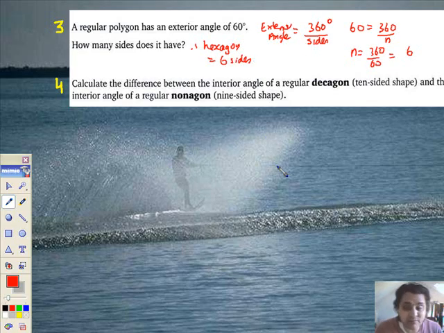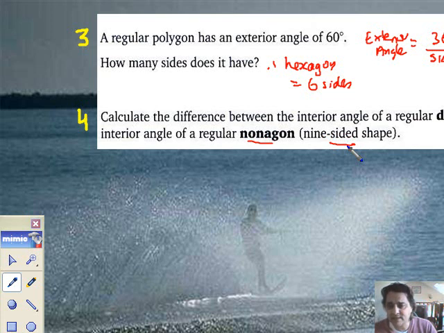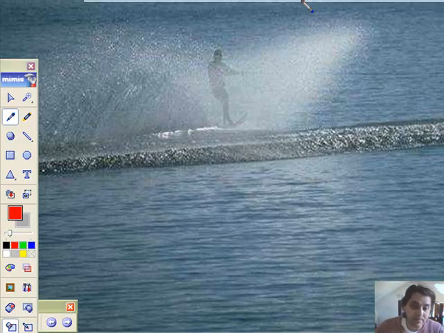Now, question 4 plays around with this rule. It says, calculate the difference between the interior angle of a regular decagon, 10 sides, and the interior angle of a regular nonagon, 9 sides. Right, I've got to work out the interior angle for the 10-sided and 9-sided shape, and then take them away. That's what difference means. Very unusual question, but really playing with this rule. Remember, if you work out the exterior angle first, then subtract from 180, then we've got the interior angle. So let's go. Let's play with the decagon first.